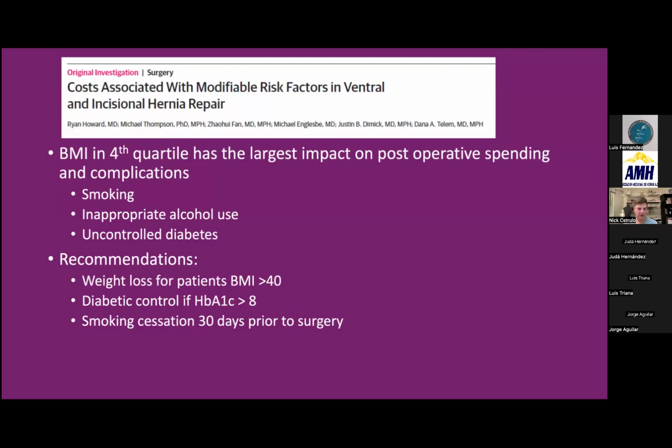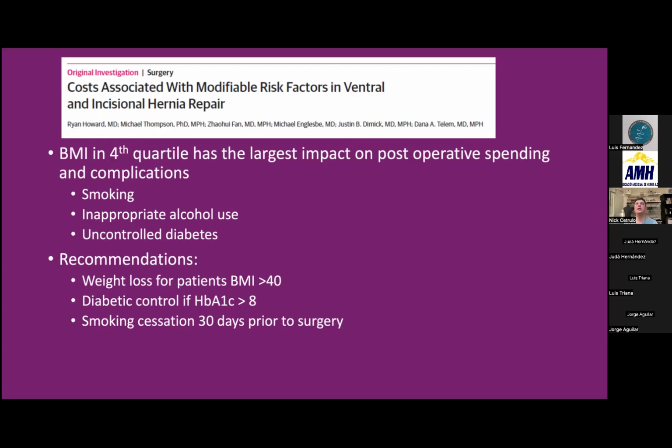So these are recommendations that this group came up with. They recommended weight loss for patients with a BMI greater than 40. If that required bariatric surgery or medications, they said that you should pursue that before hernia repair. Strict diabetic control, with referral to an endocrine specialist if the hemoglobin A1C is greater than 8, because we want those numbers to be 8 or lower. I actually use a number of 7.2 because I like a little stricter glucose control, but anything less than 8 is satisfactory. And as best as you can, they're recommending smoking cessation 30 days prior to surgery.